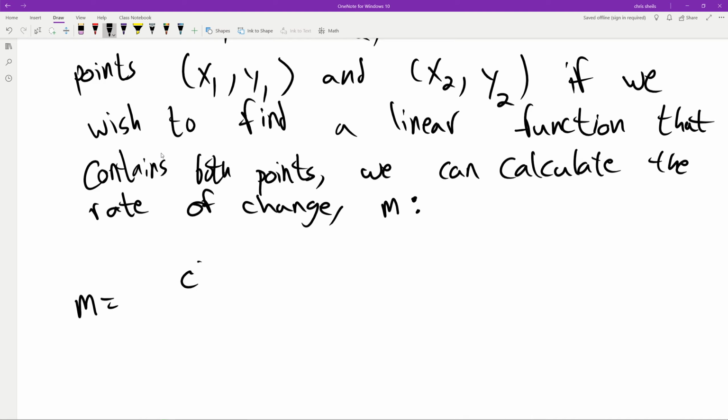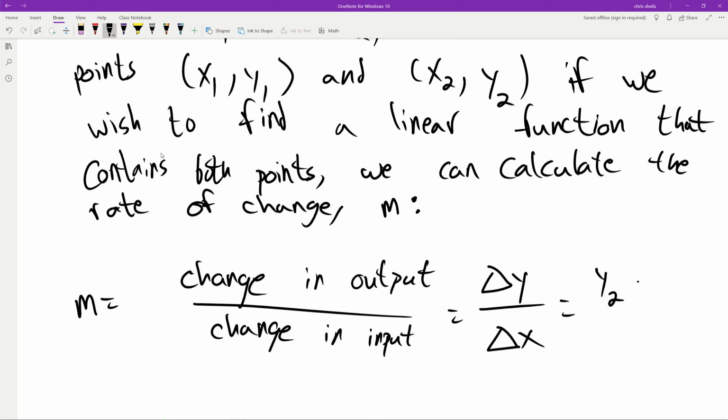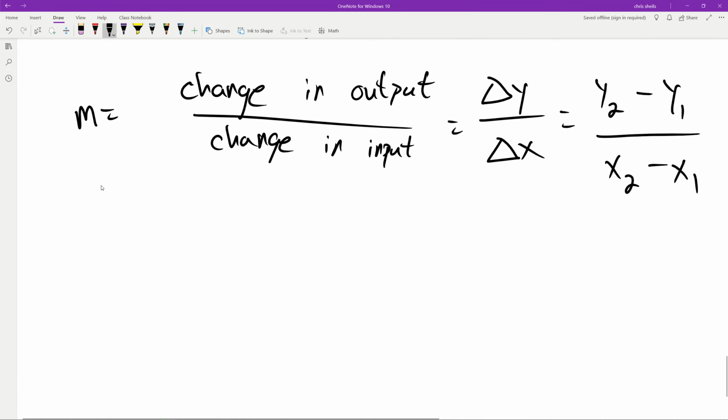m is equal to change in output divided by change in input. This is sometimes represented as delta y divided by delta x. And given the information that I have here, this is y2 minus y1 divided by x2 minus x1. The rate of change is also called the slope of the line.